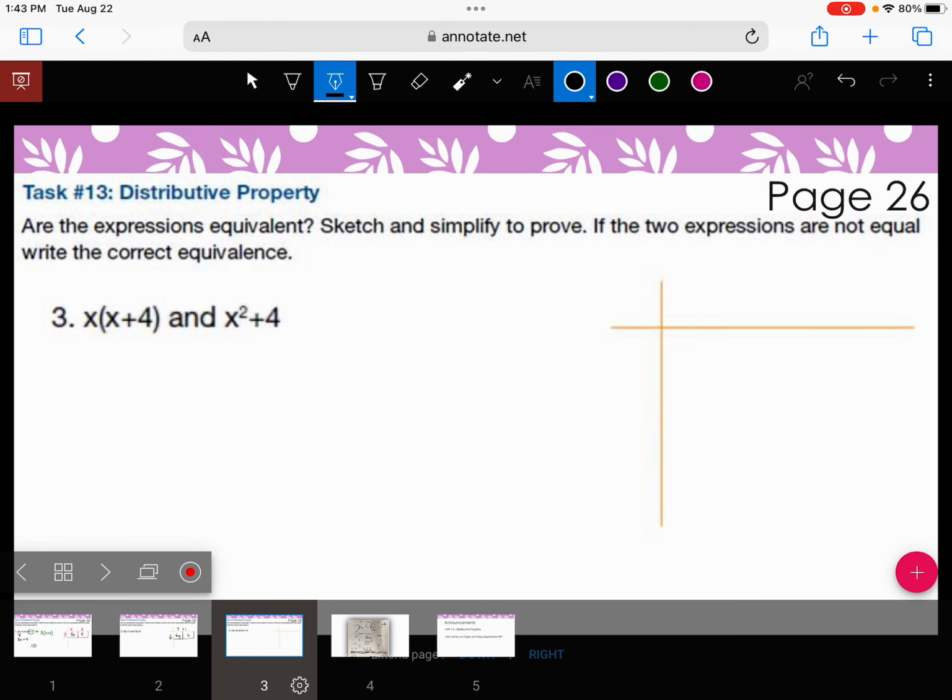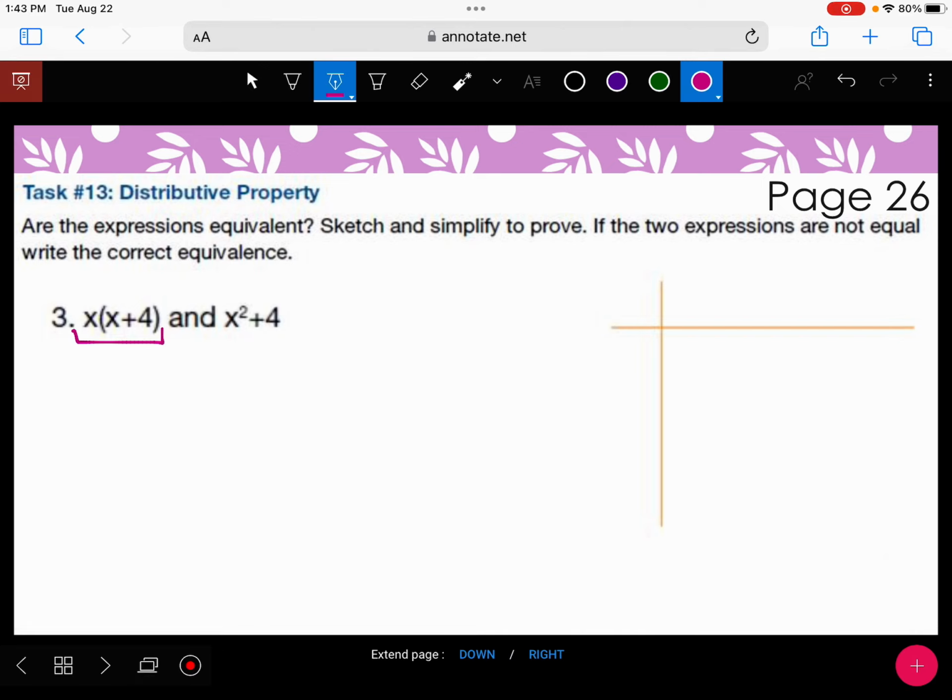One more like this. What do we think? X times x plus 4, x squared plus 4. No. What should it be for this one? If they did it right, what would they get? X squared plus 4x. This one, we wouldn't even be able to pull a GCF out. This one doesn't have anything we can do. This one is a sum of squares, so we can't simplify it.